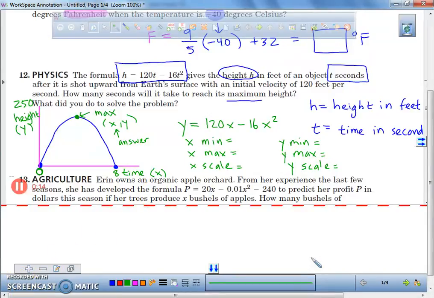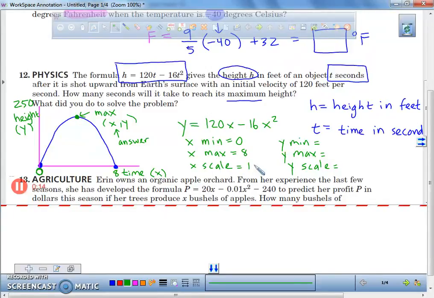Our x minimum, I'd like you to write 0. Our x maximum, I'd like you to write 8. And x scale, we're just going to keep it at 1, which means every single tick mark that you see on our graph in time, every tick mark represents 1 second.